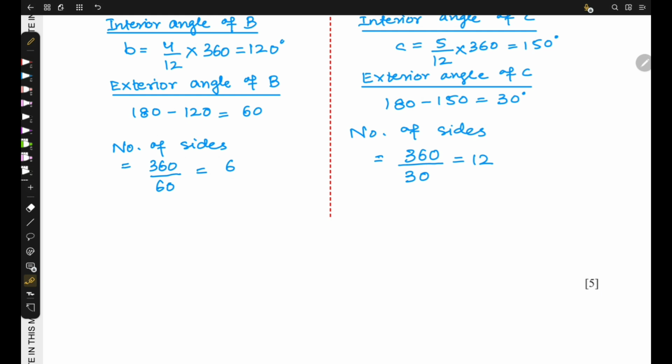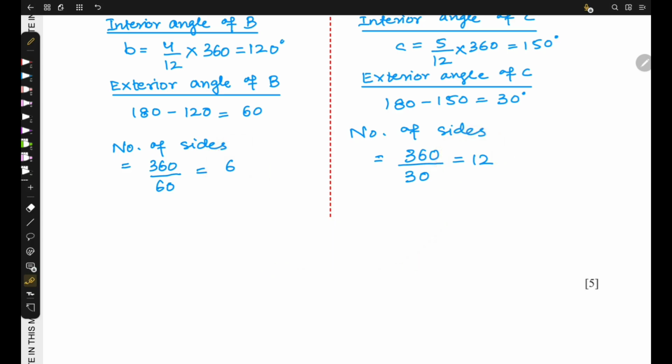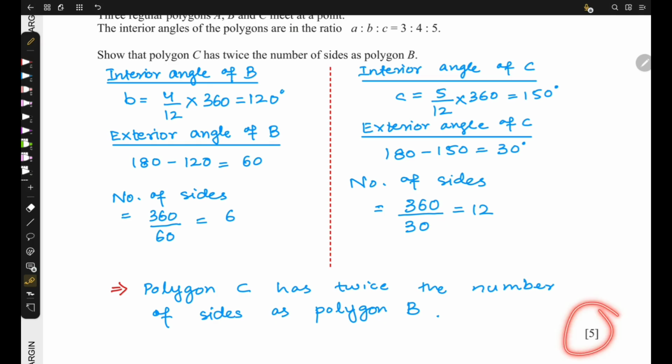And you can see that the number of sides in polygon C is twice the number of sides in polygon B. So this implies that polygon C has twice the number of sides as polygon B. So this is your answer. This whole working is of 5 marks.